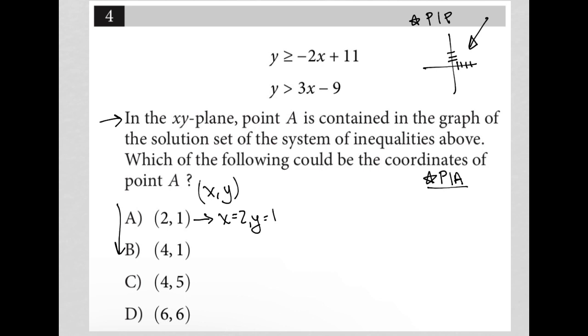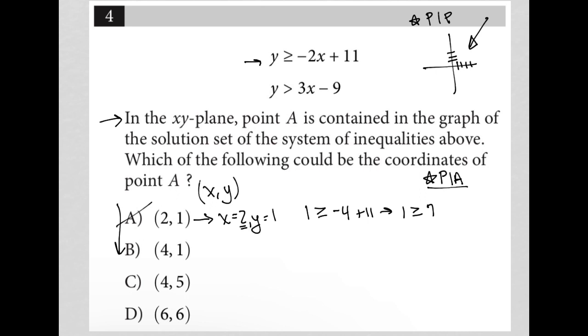So inequality 1 says that y is greater than or equal to, so I'm going to say 1 is greater than or equal to -2x. Well, I know my x is 2, so I'm going to just call that a -4, right? -2 times 2 is -4, plus 11. Is that true? Well, that will turn into 1 is greater than or equal to 7. That's not true, so A is gone, right? So we immediately cross out an answer choice just by plugging in these values.